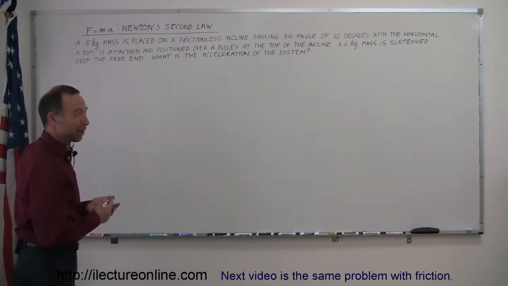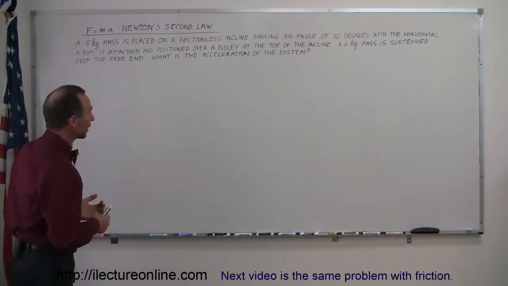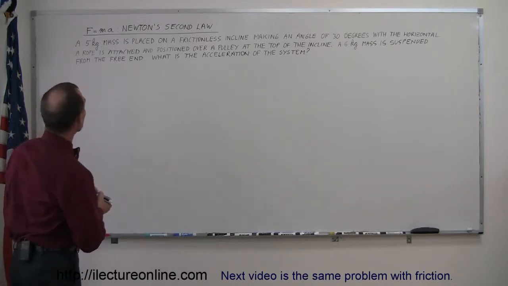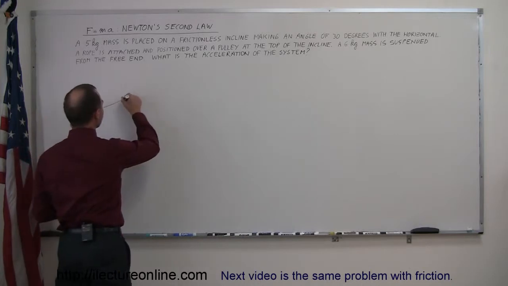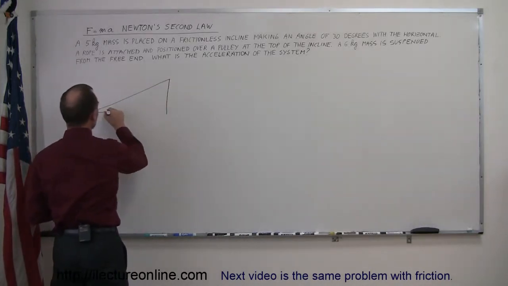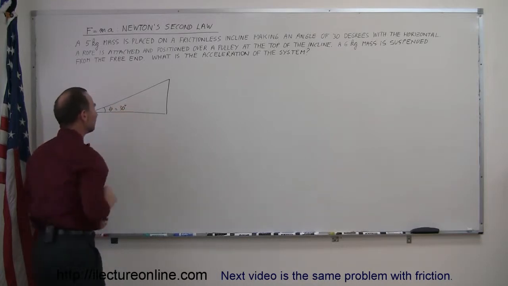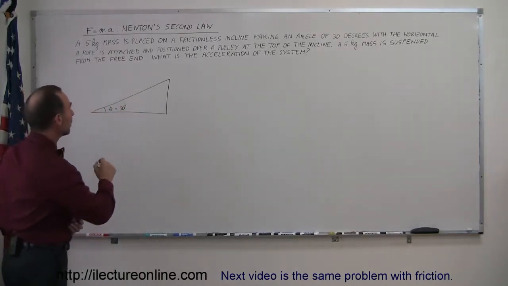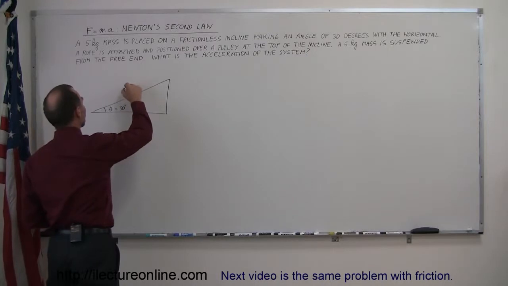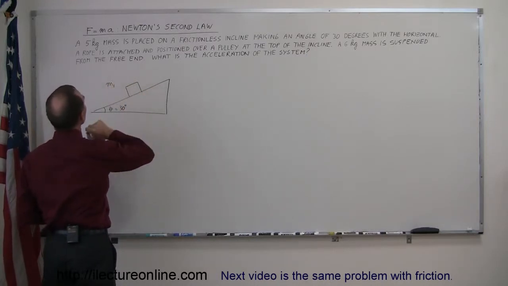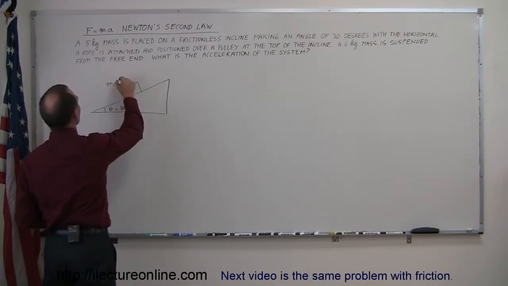All right, after you read a problem like this, you may not really know what's going on, but if you carefully make a drawing of this, it makes a lot more sense. So let's do that. We have an inclined plane. It makes an angle of 30 degrees with the horizontal. On the inclined plane, we place a mass. Let's call that mass 1. And that mass has a mass of 5 kilograms.